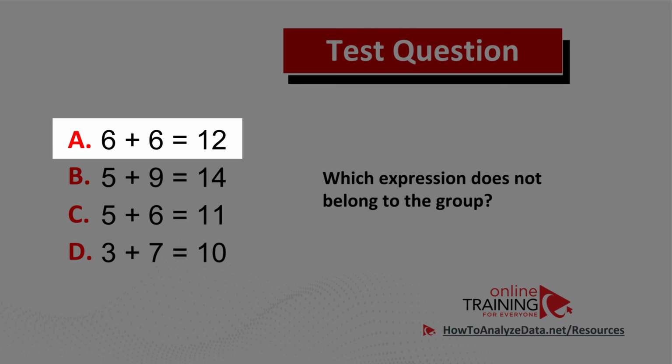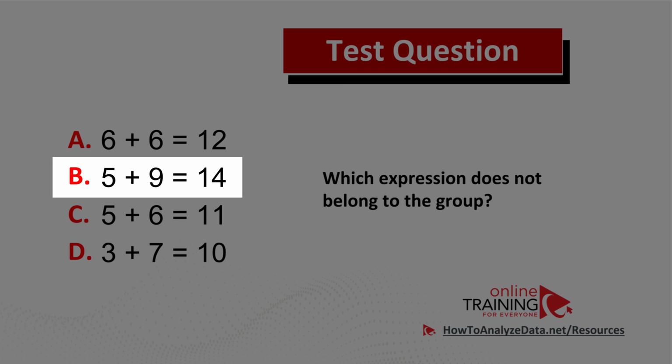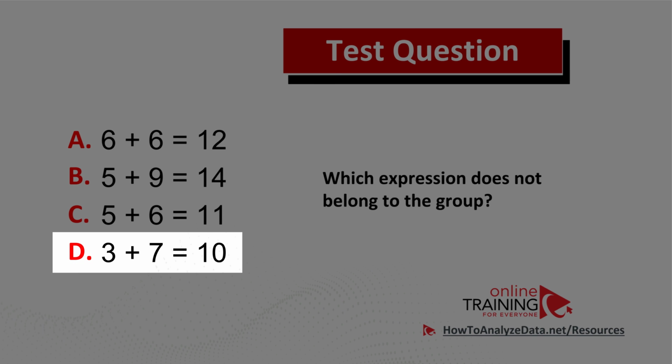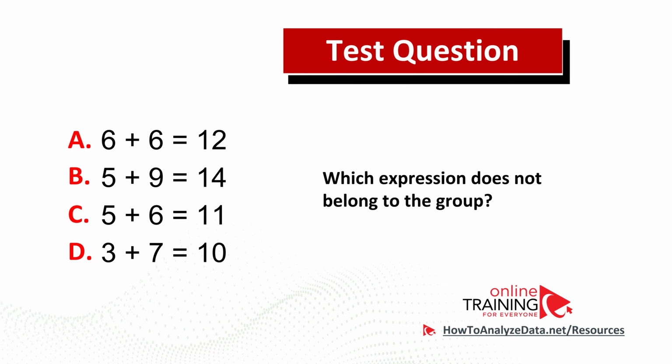Choice A, 6 plus 6 equals 12. Choice B, 5 plus 9 equals 14. Choice C, 5 plus 6 equals 11. And choice D, 3 plus 7 equals 10. Do you think you know the answer? Now might be the right time to pause this video to see if you can come up with the answer on your own. Give yourself 10 or 20 seconds and see if you can come up with the solution.